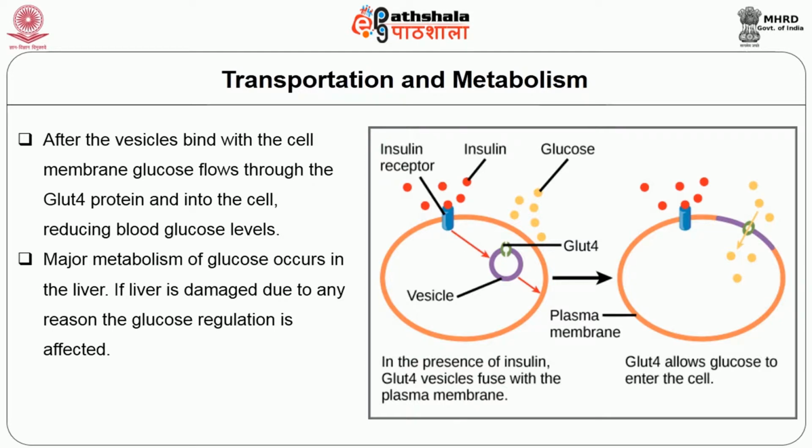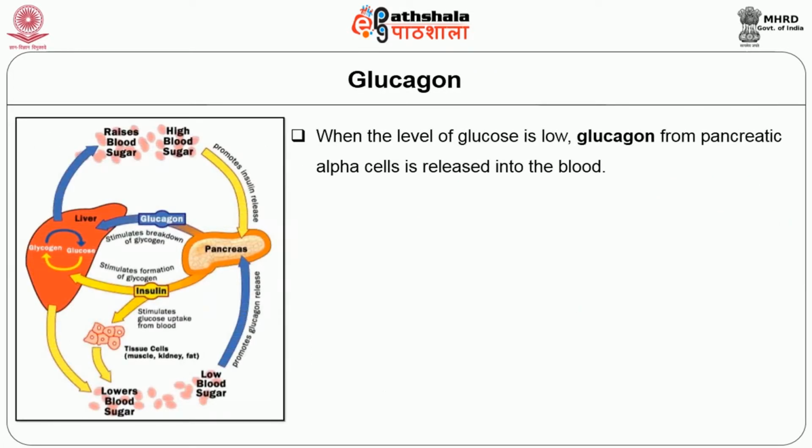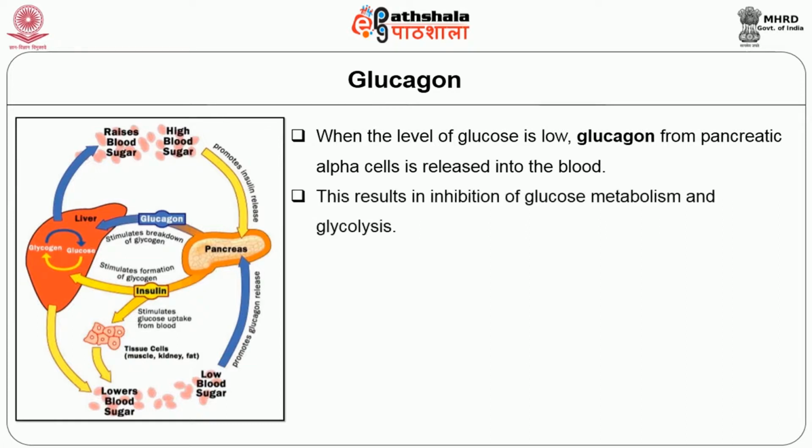If liver is damaged due to any reason, the glucose regulation is affected. Kidney is another organ involved in breakdown of insulin. Glucagon. When the level of glucose is low, glucagon from pancreatic alpha cells is released into the blood. This results in inhibition of glucose metabolism and glycolysis.